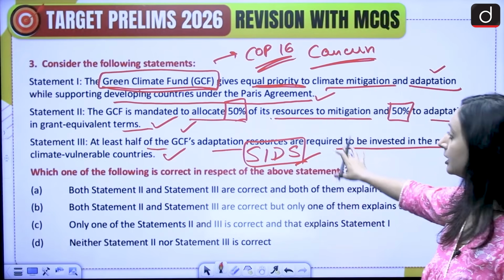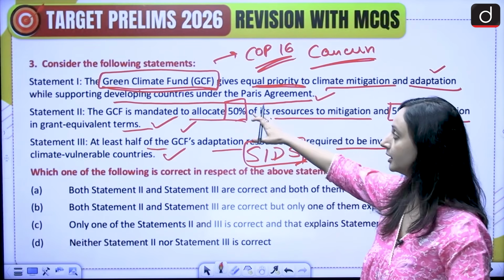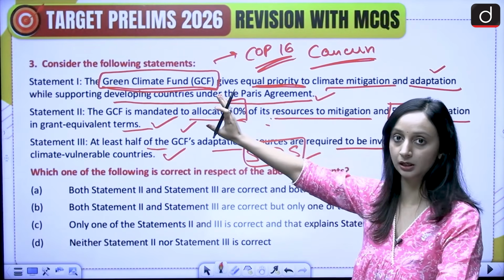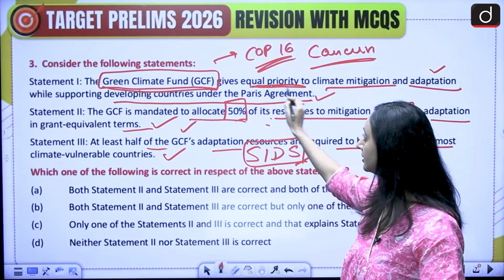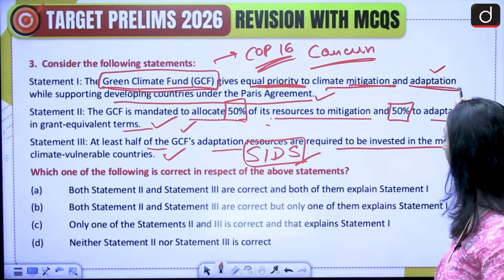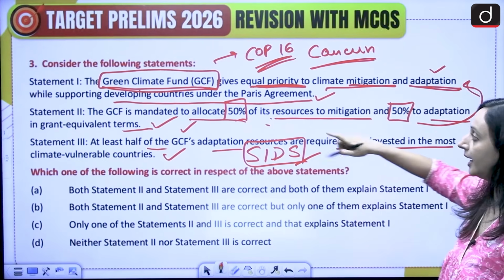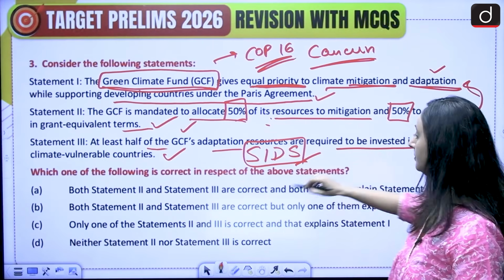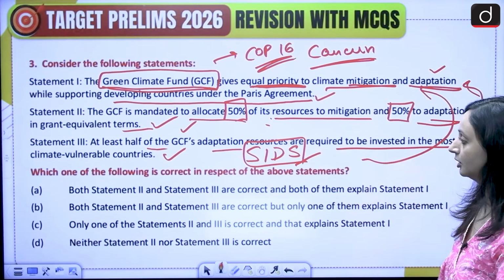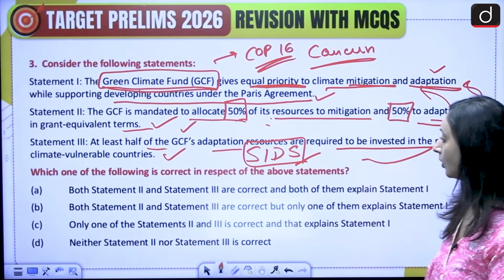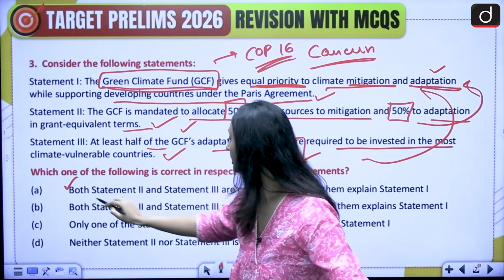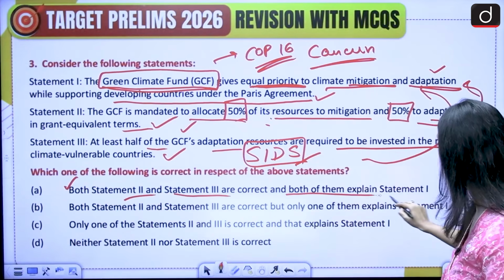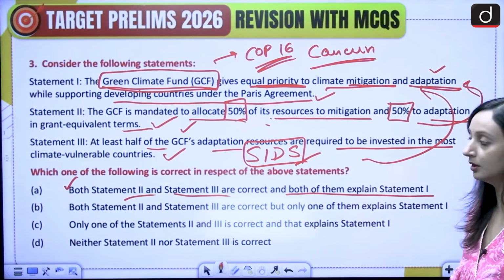So all the 3 statements here are correct, and both these statements are actually explaining statement number 1, because one says that it gives equal priority to mitigation and adaptation, correct, and it also supports developing countries under the Paris Agreement. Yes. So the correct answer over here would be option A. Both statement 2 and statement 3 are correct, and both of them explain statement 1.